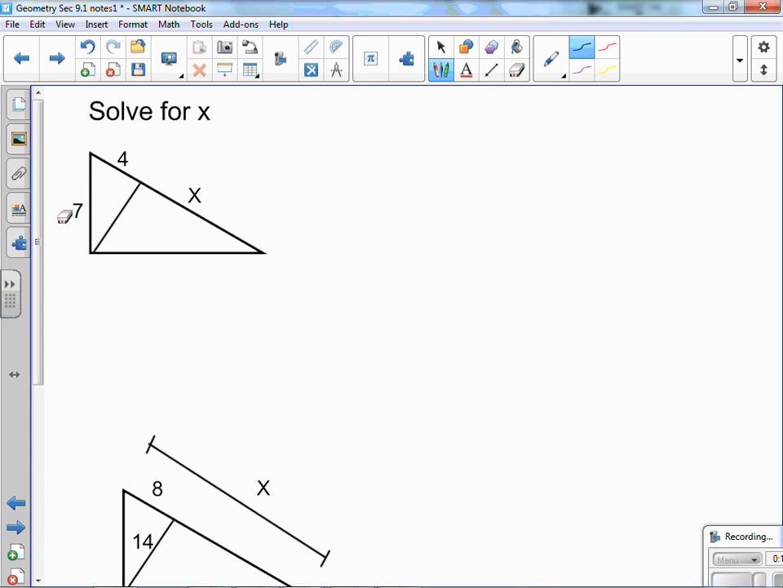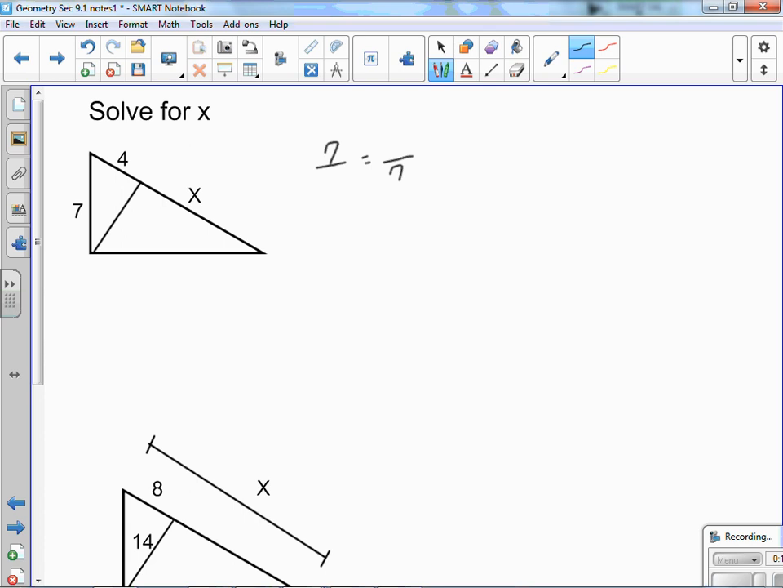They gave us a leg here, 7. We don't have an altitude value, so to solve for the x, we're going to use the leg as our geometric mean. So 7 on the top, 7 on the bottom. Just to show you that, like before, I put it on the bottom on the left, top on the right. It doesn't really matter as long as it's on the top on one side, bottom on the other.